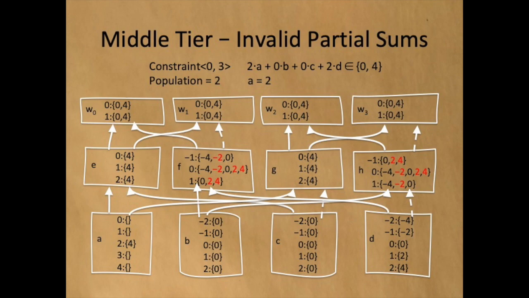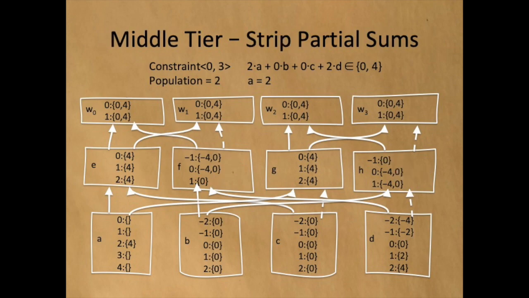Likewise, in node H, the equation pair 0, 4 cannot be combined with any equation pair in node G to produce equation pairs in nodes W2 or W3. All of the equation pairs marked in red do not contribute to any valid equation pair in the top tier. Removing all invalid equation pairs from the middle tier results in this butterfly.